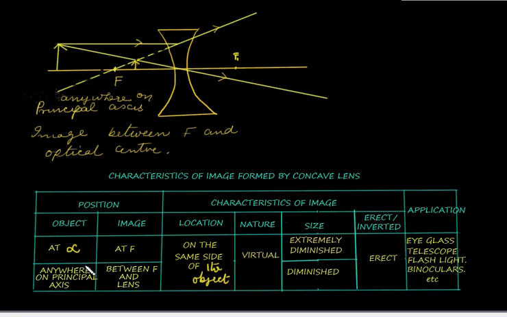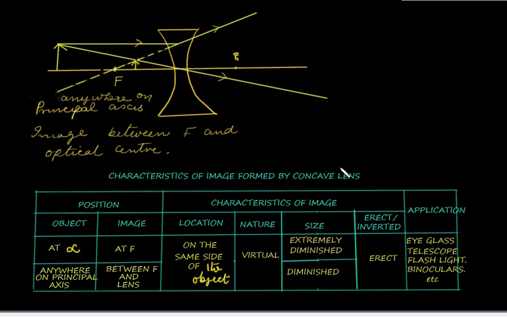For any other position on the principal axis, the image is always between F and the lens. That is also on the same side of the object. Here also the image is virtual and it is diminished in size. The image is always erect. And what is the application? It is also used in various fields: in eyeglasses, in telescopes, flashlights, binoculars, etc.